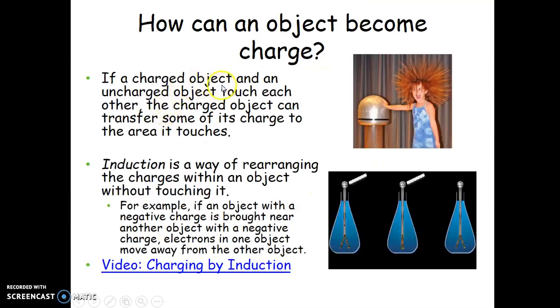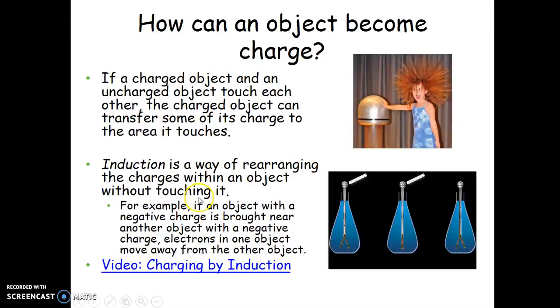The other way is that if a charged object and an uncharged object touch each other, the charged object can transfer some of its charge to the area it touches. This is that direct contact. So if I actually touch the water, you notice the water went straight down again, the charges went from the balloon back to the water.